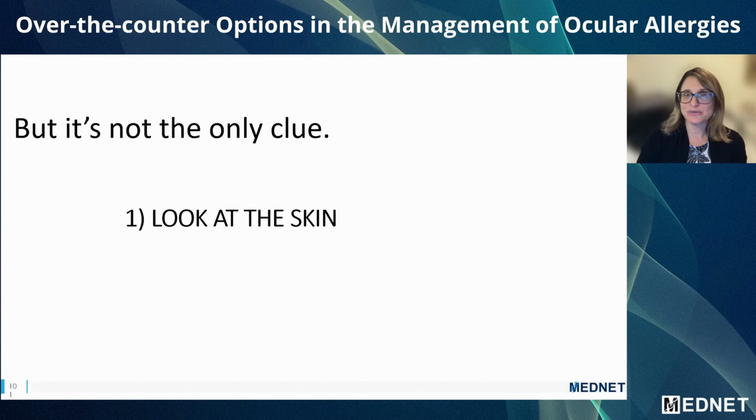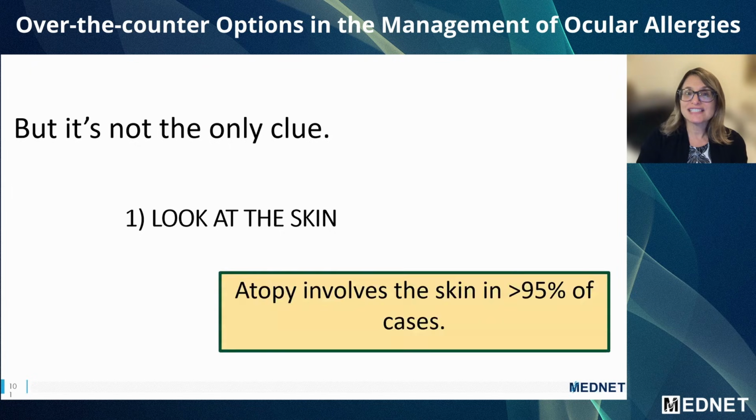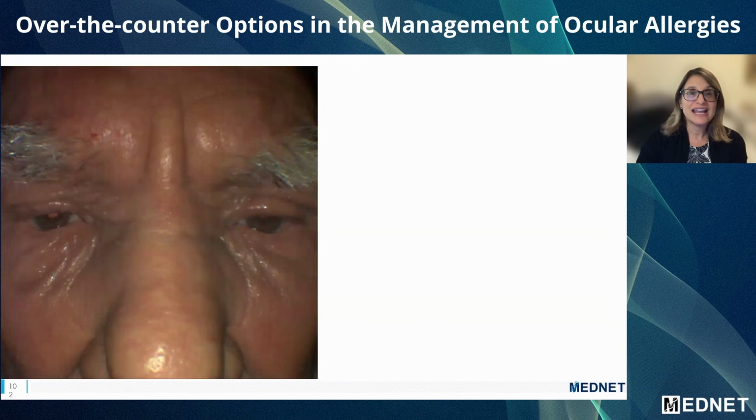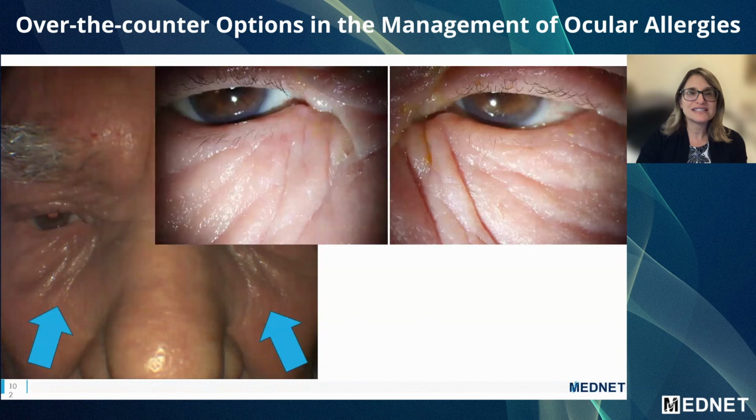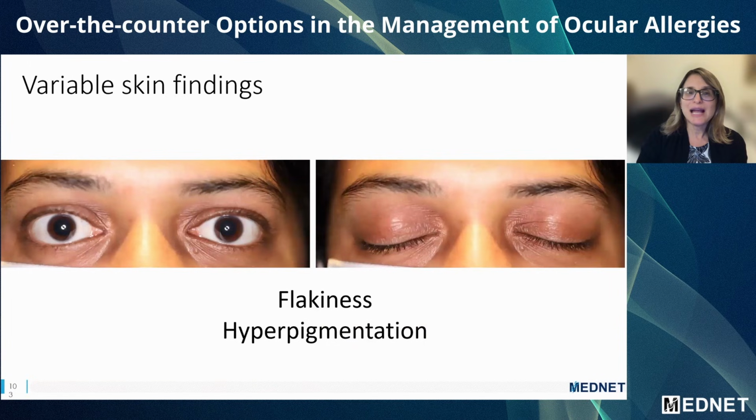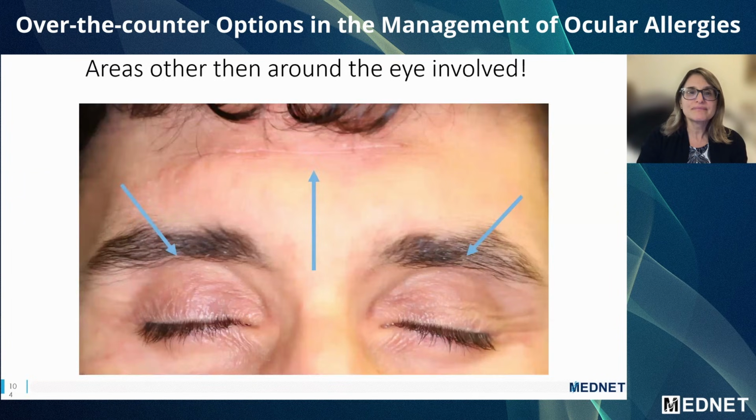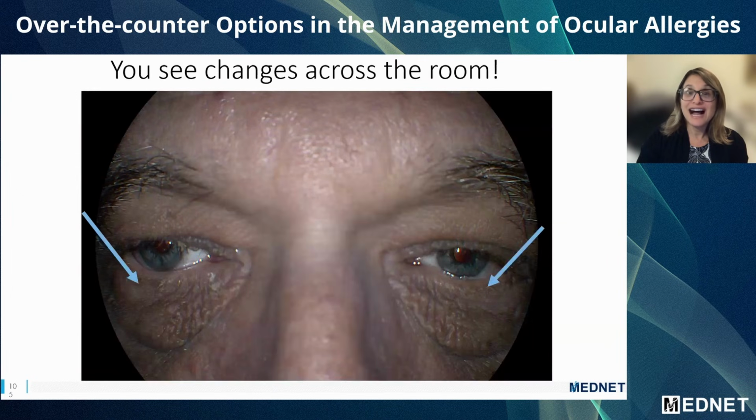So how do we diagnose AKC? Well, it starts by looking at the skin, because in 95% of patients with AKC, they also have a diagnosis of atopic dermatitis, which means you see skin changes. And these skin changes are consistent. You see thickened skin. You see a cicatricial ectropion, so the eyelid is being pulled away. You see hyperpigmentation and flakiness. You see it on the forehead and the periocular skin, on the eyelids. And you see these changes from across the room.